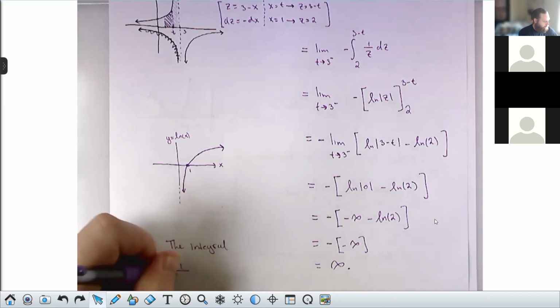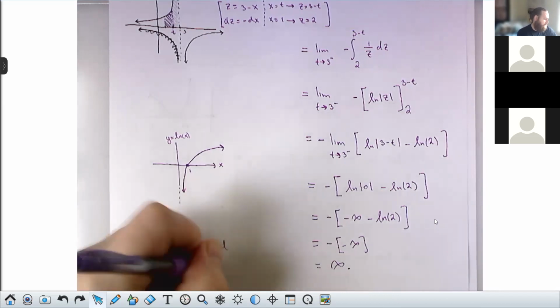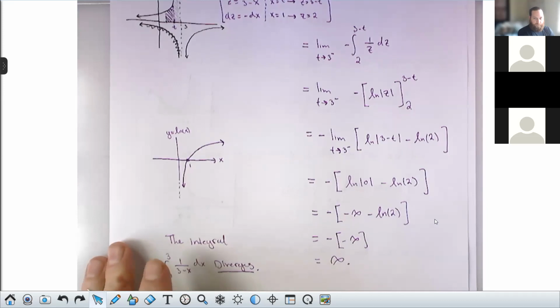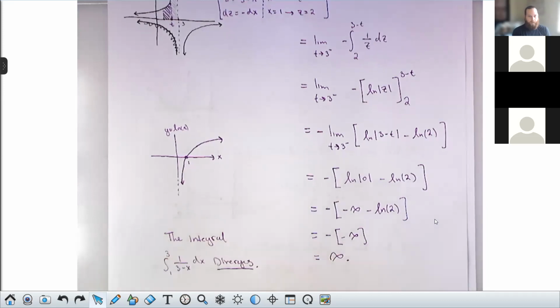Integral from 1 to 3 of 1 over 3 minus x dx diverges because the limit defining the integral is infinite. Type 2 integrals, same rules for type 1 integrals. They converge if the limit exists and is finite. They diverge if the limit fails to exist or is not finite. So here this limit came out to infinity, that is not finite. So this integral defined by that limit diverges. Questions, comments, concerns?